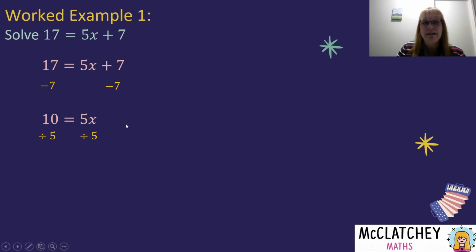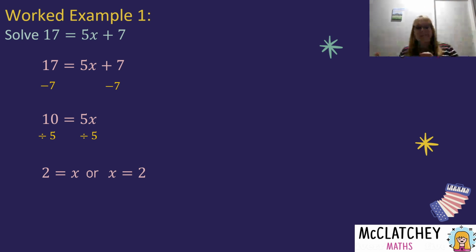And on this side, 10 divided by 5 is 2. So I could write this now. I've worked down the left-hand side here to the equal sign, and I'm left with just x. Alternatively, I can write that as x equals 2. Typically, we put our variable on the left-hand side and the answer on the right-hand side, but 2 equals x is the same as x equals 2, so it doesn't really matter how you write it.